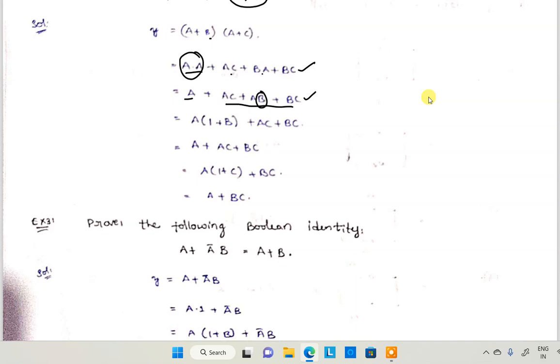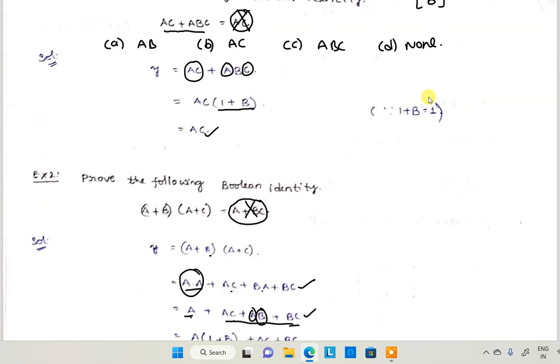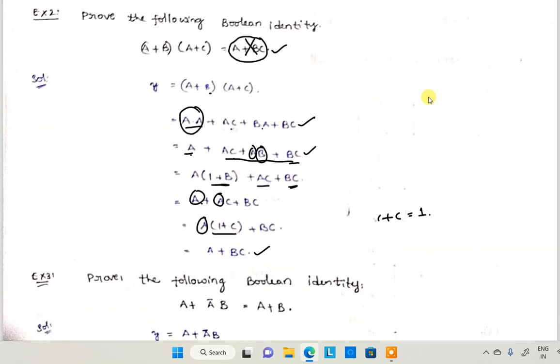Next, you can take the common of A. So A is a common, 1 plus B. Next, AC is there, BC is there. Clear? So 1 plus B, you already know, is 1. I can replace it with A into 1, plus AC plus BC. Again I can take the common of A. When I take the common of A, 1 plus C. 1 plus C is also, no, 1. I can replace here, A plus BC. So what is the option now? A plus BC. Just now see here, A plus BC is the correct option.